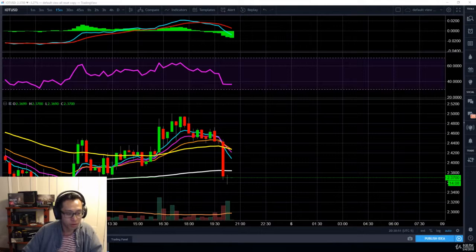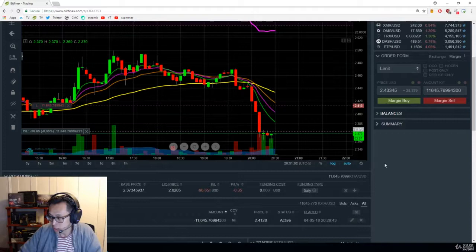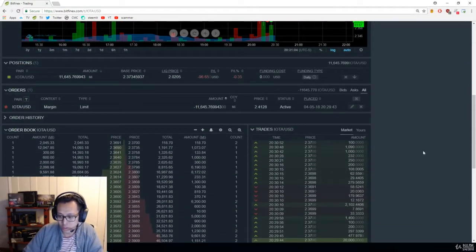Okay, let's talk more about reading the level 2 order book. So I am in a position right now for IOTA. I'm in a position for about, I think, $25,000. And we're just going to keep reading the level 2 order book.